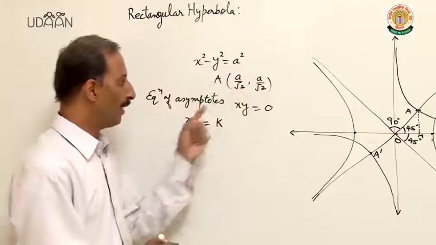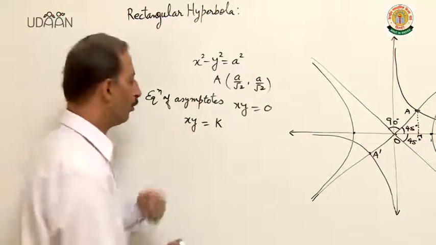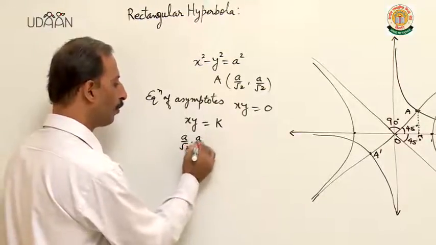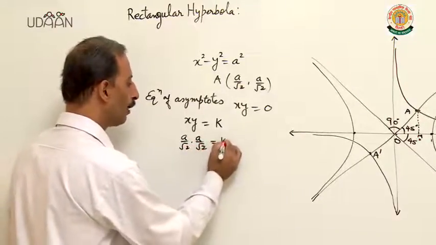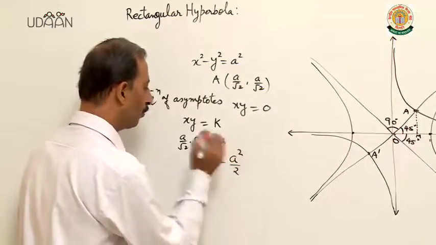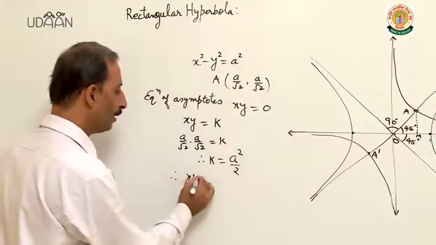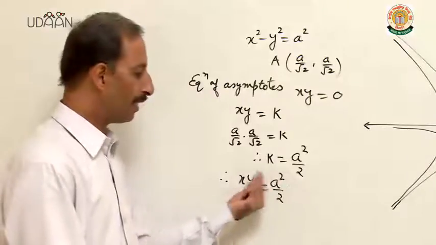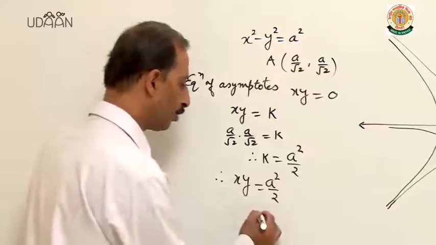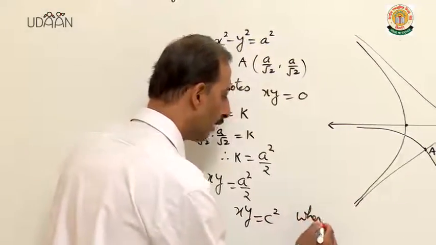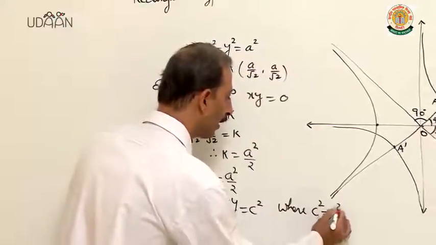Put the value of A here, so you will get the value of k. So x is A upon root 2, y is A upon root 2. So what is the value of k? A square upon 2. So what is the equation of hyperbola? xy is equal to A square upon 2. Now I am replacing A square by 2 with another constant c square. So xy is equal to c square. C square I have taken as A square upon 2.